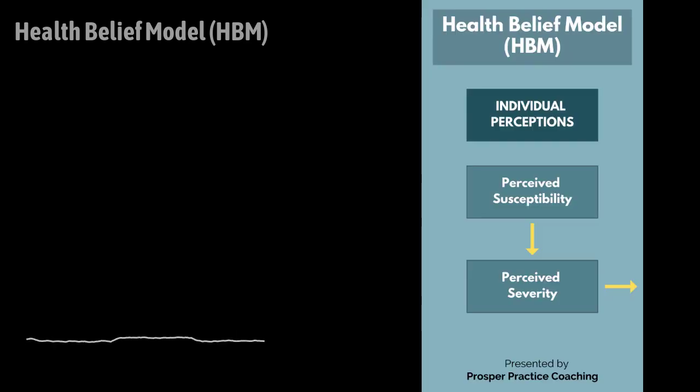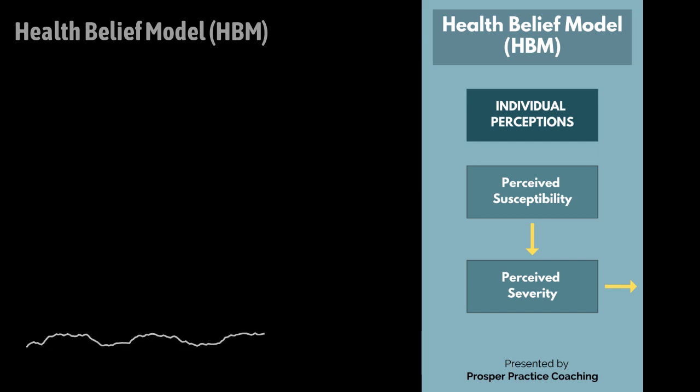The first set of components are individual perceptions. This includes perceived susceptibility, which refers to someone's belief about the likelihood of contracting a particular health problem. Am I going to get it? How likely is it I will get this thing? And then the perceived severity, which refers to someone's belief about the potential consequences of that particular health problem. In other words, how likely am I going to get the flu? And severity refers to how bad might it be.